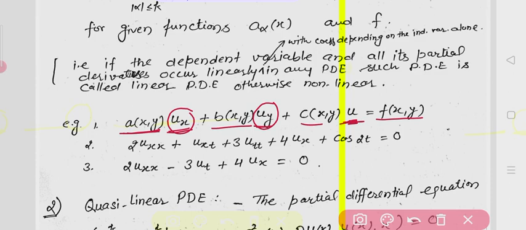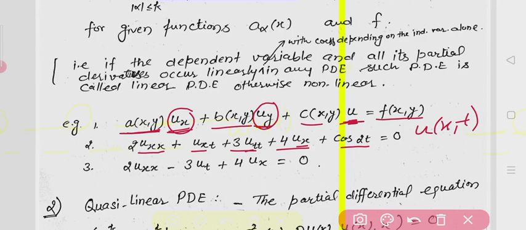If you take another example, 2u_xx + u_xt + 3u_tt + 4u_x + cos 2t = 0. Here u is a function of x and t. So there are partial derivatives of order 2, these are of order 2 and this is of order 1.